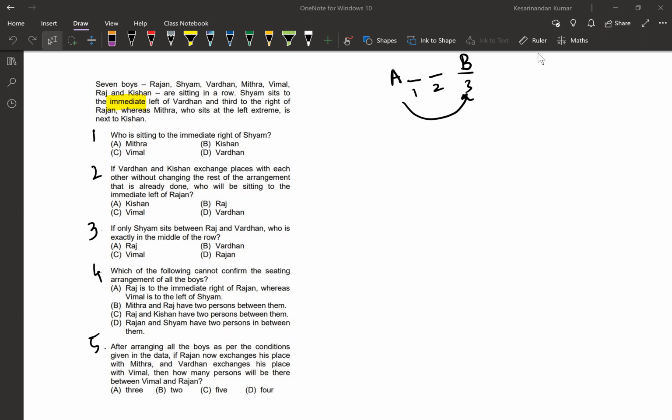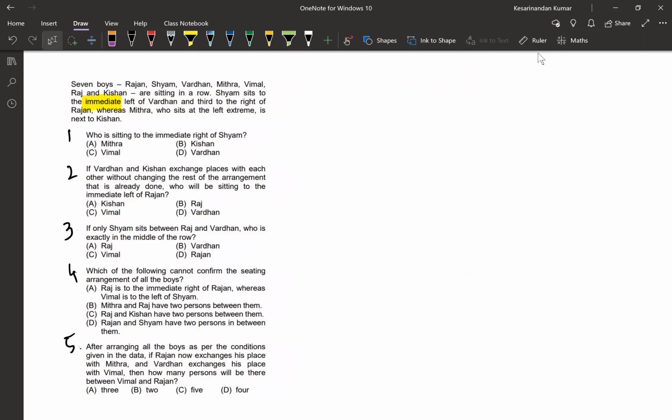Okay, let me pick it up then. So 7 boys, R, S, V, M. Let's write their initials. There is VA and VI, R and K. R is also twice. So Rajan will be RN, Raj will be R, and Kishan.